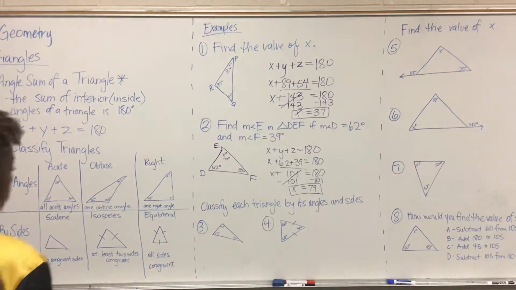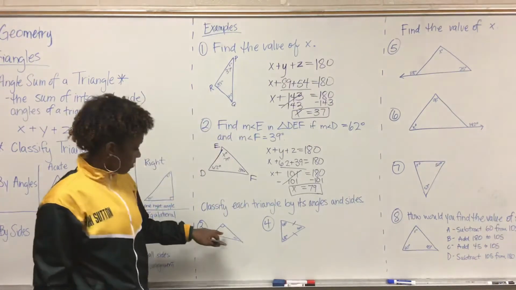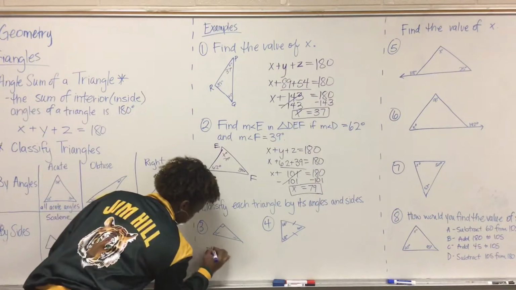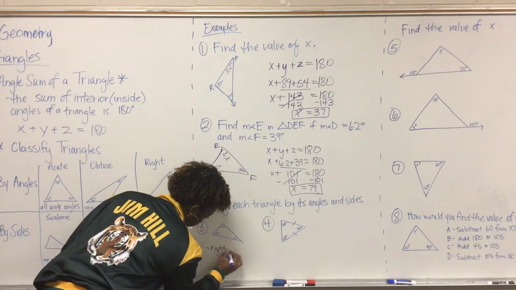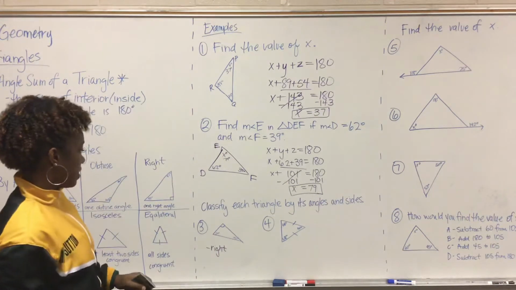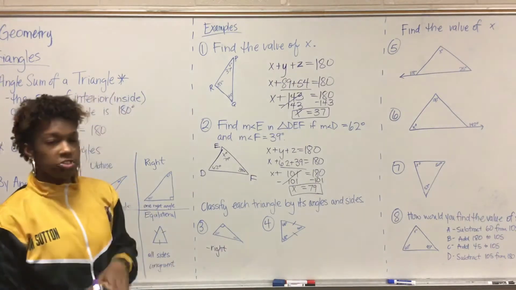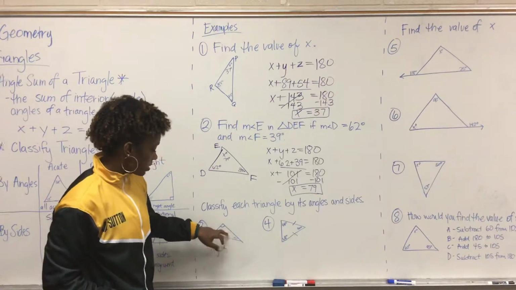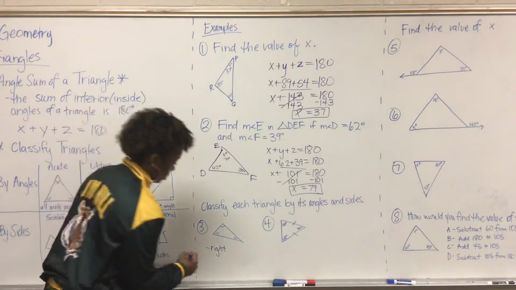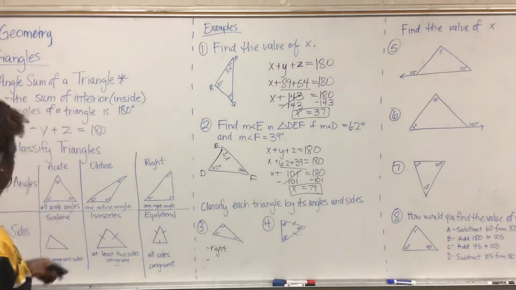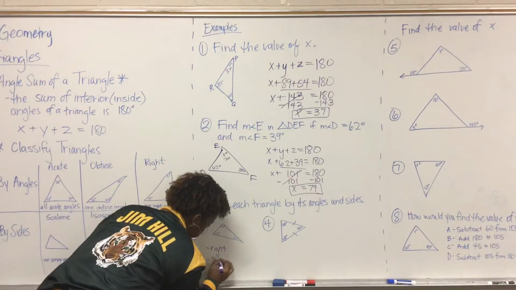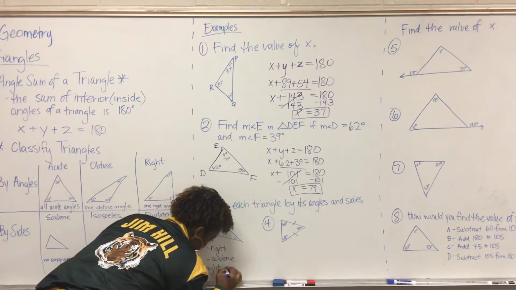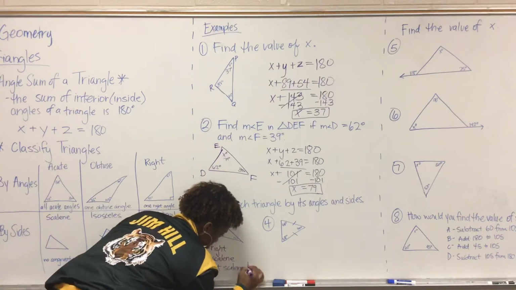Alright? So here, we can do angles first. We have a right angle and two acute angles. So whenever there is one right angle, I know that is a right triangle. And then there are no congruent sides. I know this two ways: because there are no congruent angles and there are no tick marks. So when there are no congruent sides, that's a scalene. So this is a right scalene triangle.